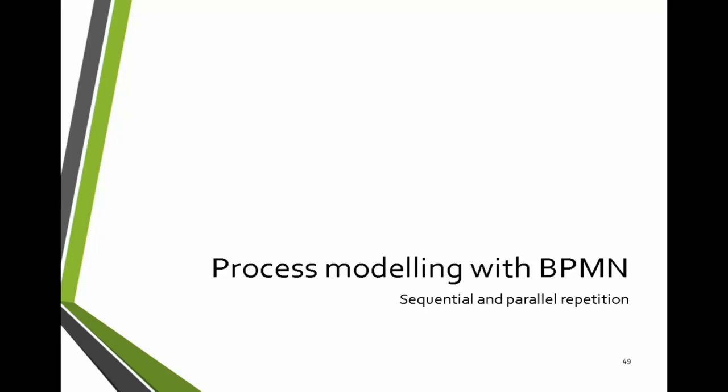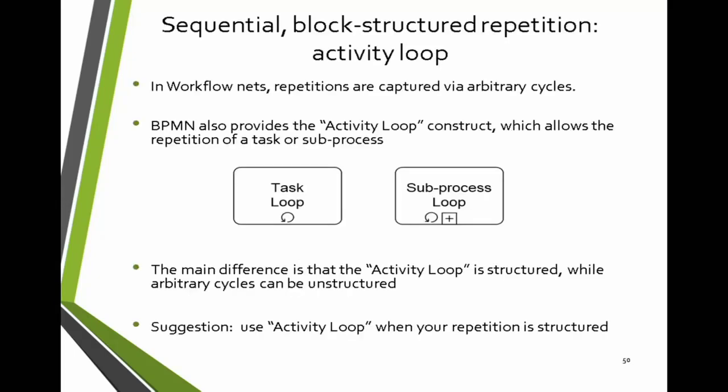That's sequential repetition. There's also a parallel version of repetition, which makes that all the iterations, all the executions of a particular task or sub-process can be executed at the same time. That's what we call parallel repetition. I will explain it in a minute. But let's start with the simplest form, the sequential block-structured repetition, right?